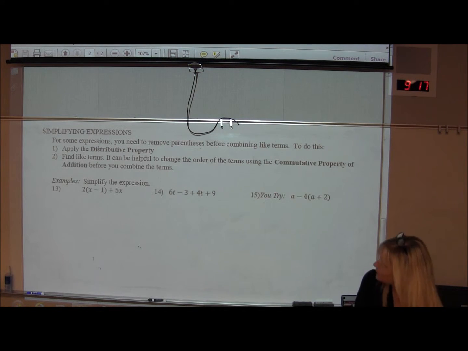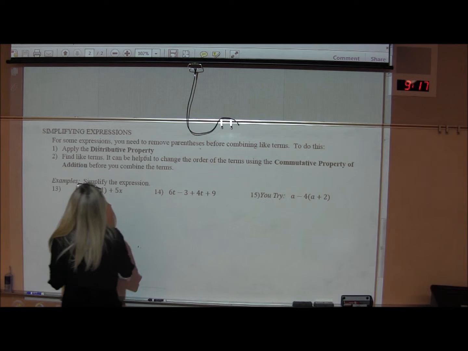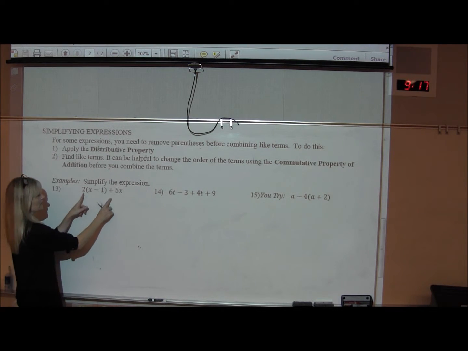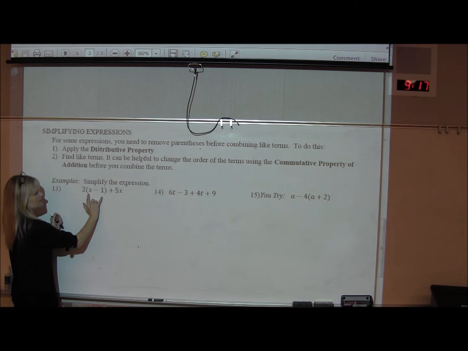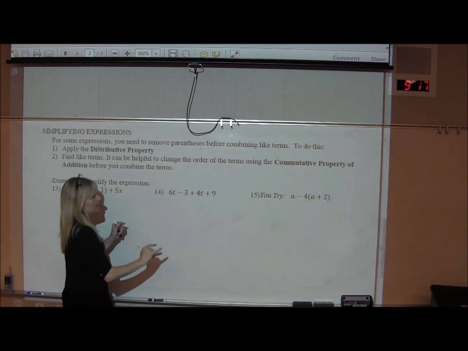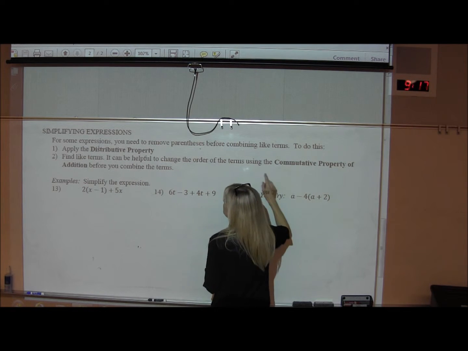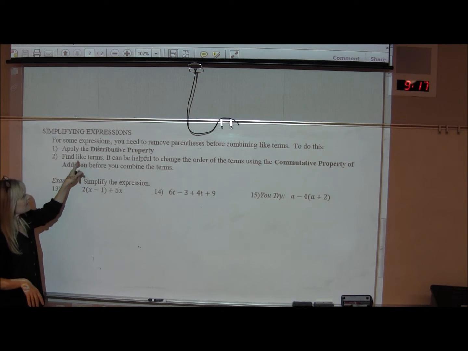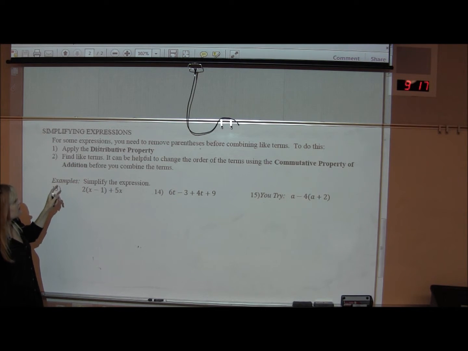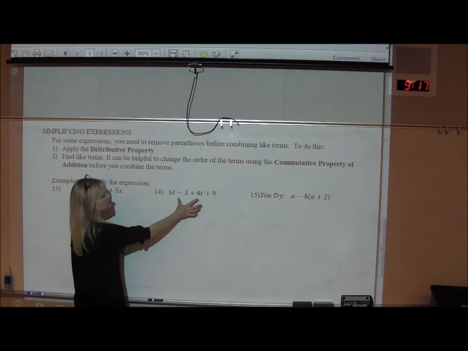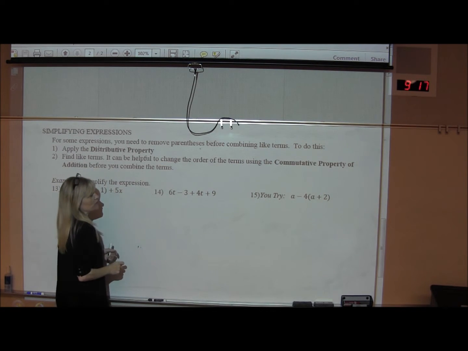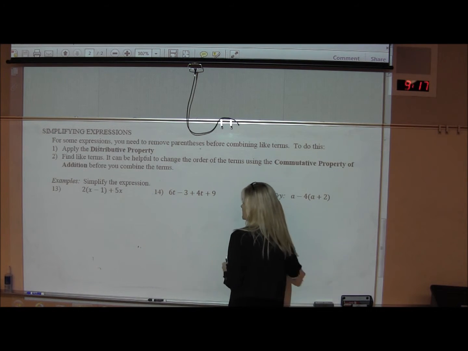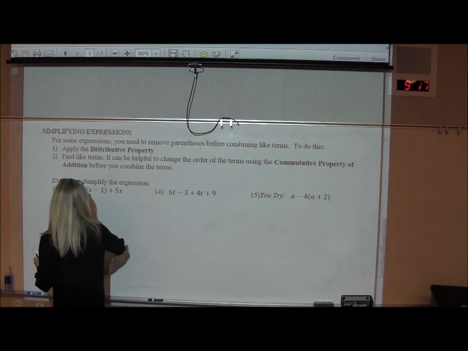Okay? Now, we've already done some simplifying expressions where we're combining like terms. But now, before we combine like terms, we have to do the distributive property sometimes. Okay? So not in this one, but also in this one. So basically, you have to get rid of your parentheses. And then you look for like terms and start combining them, but it can help to change the order of the terms before you combine them. If that helps you, you should do it. You don't have to show that step, but if it helps you, you absolutely should.